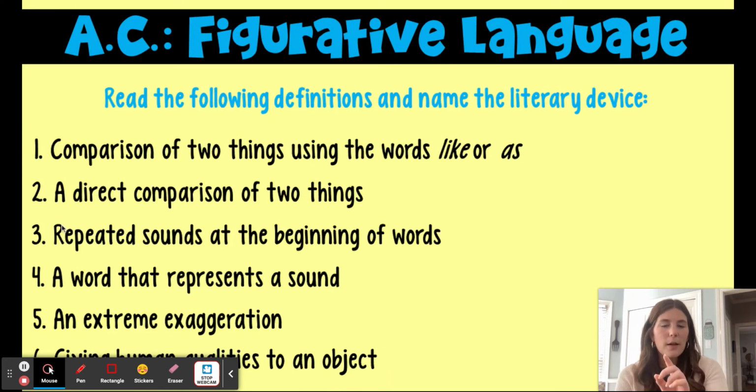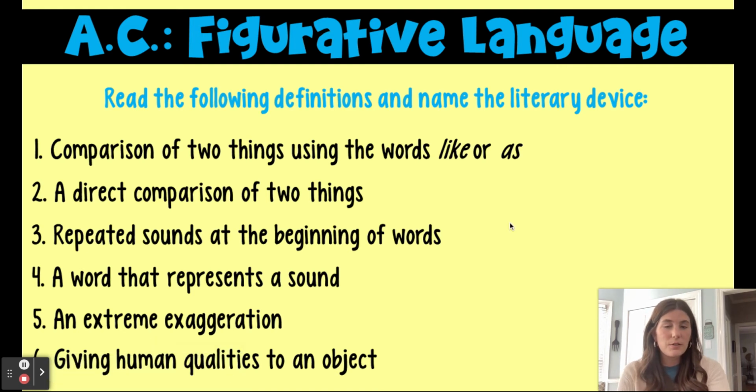All right, now what about some figurative language? So we're going to read the following definitions and try to figure out, hey, is this a specific type of figurative language? This is important that we understand figurative language and we know our figurative language so that we can detect it when we're reading our own text. So, what would be a comparison of two things using words like or as? Pause and take your guess, and then we'll check.